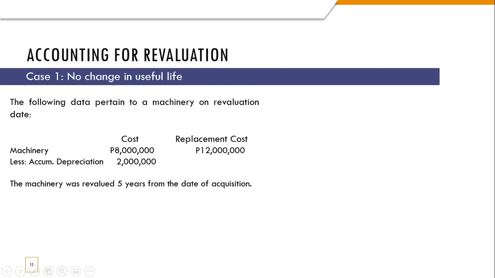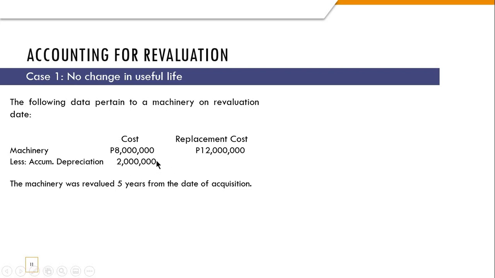So we have an example. Okay, so case 1, no change in useful life. The following data pertain to a machinery on revaluation date. So this is it. Okay? How about this is its replacement cost. Now, we have to compute how much the accumulated depreciation on the replacement cost of the asset or the machinery is. Now, it says here that the machinery was revalued 5 years from the date of acquisition. So if it is already 5 years from the date of acquisition, meaning this 2 million accumulated depreciation is also for 5 years.